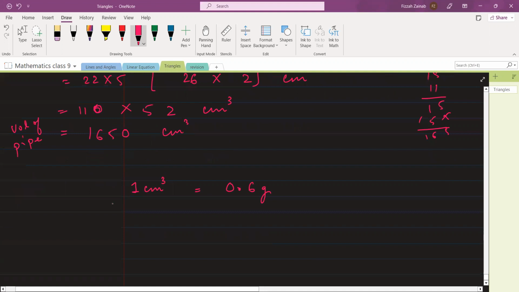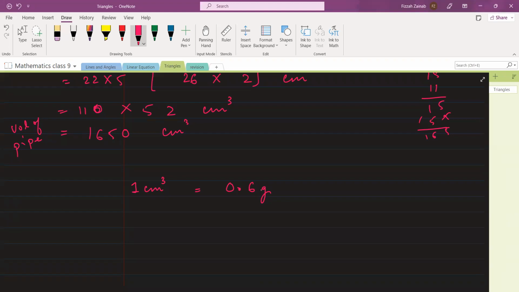Now, again, you can use the unitary method. You don't require it, because 1 centimeter cube is directly given as 0.6 gram. Now you have 1650 centimeter cube. So that means you just multiply. So 0.6 into 1650 grams. Is that okay? So this you can solve.